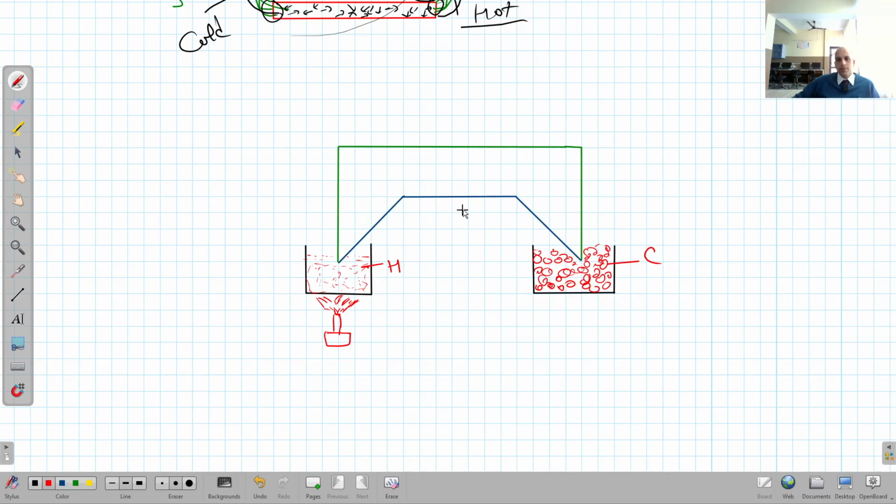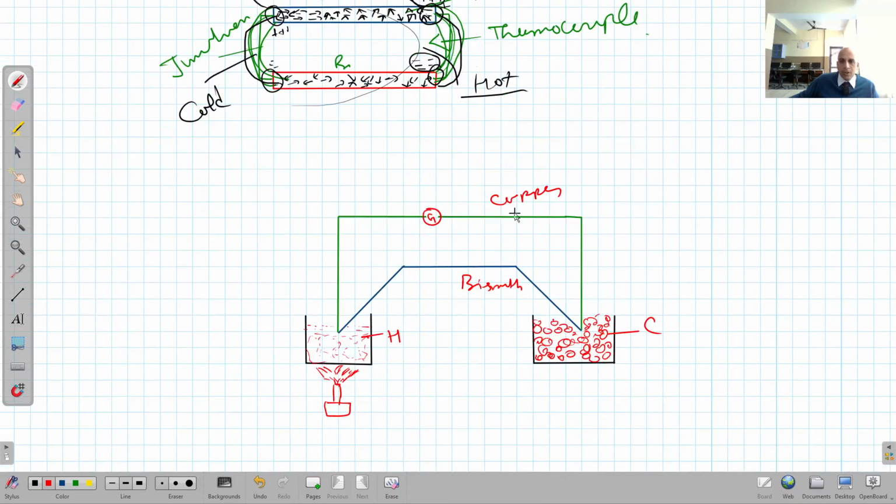This is bismuth, and this is copper. Right. I have placed a galvanometer here to detect the movement of any charge or I can say current in this circuit. This is a galvanometer, right? Now you can see this is copper, this is bismuth. As I explained here, this constitute a thermocouple, right?